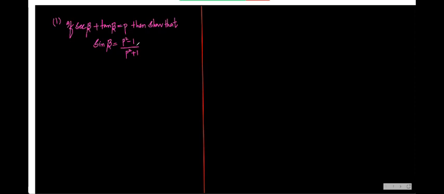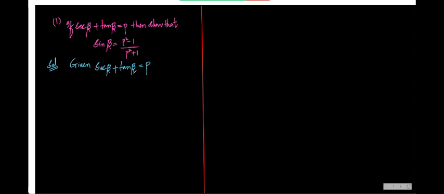Now look at the question and see which part of the basics it is related to, and start doing the solution. Solution is here. The information given for us is secant beta plus tan beta is equal to P. It's beta, not b.